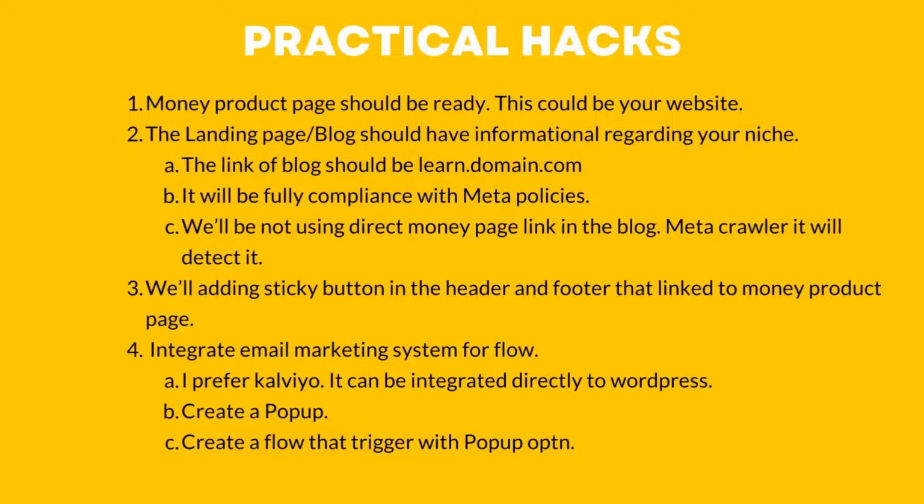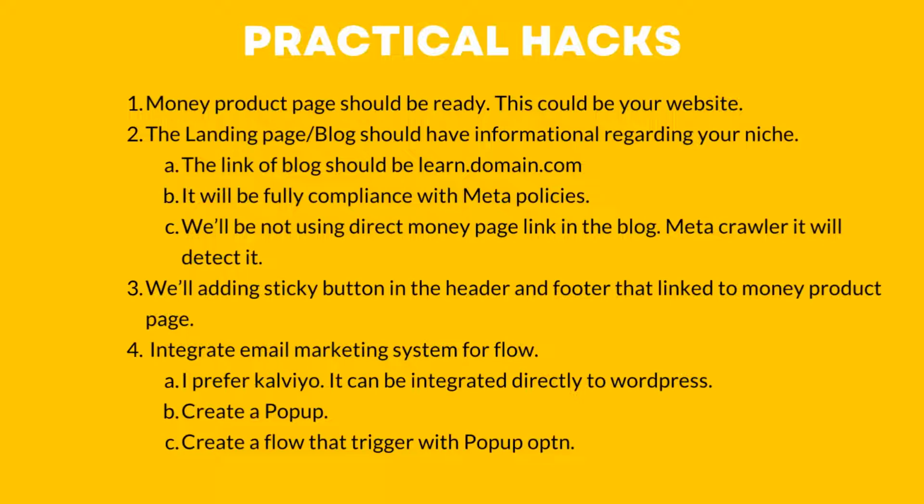Make sure that the blog or landing page is very compliant with the Facebook Meta policies, and will not use any direct link inside it. We will be redirecting people to the money page from the header and from the footer, and also from the email marketing, by collecting the leads. In that way, you could have 4 to 5 or 6 different blogs, and then you can create separate ads for all of them. In that way you could have a bigger picture to work on.